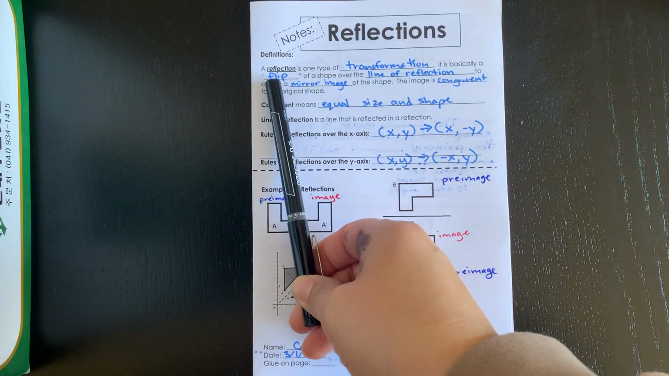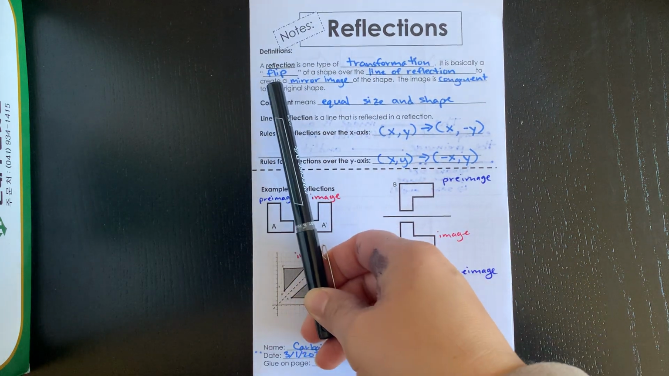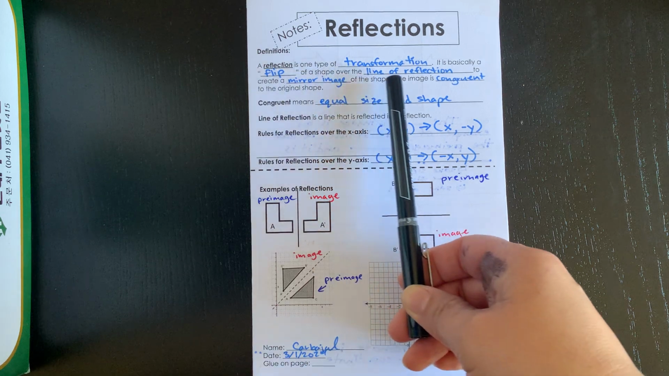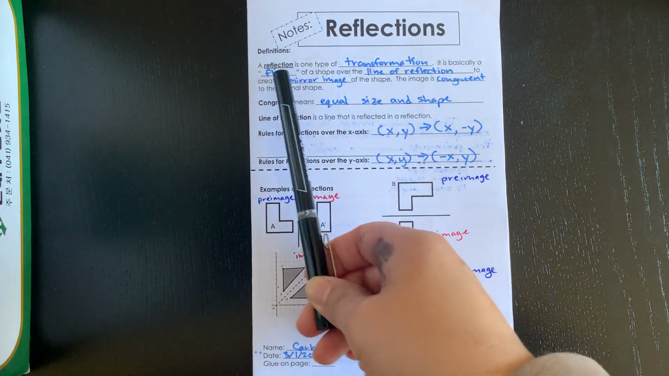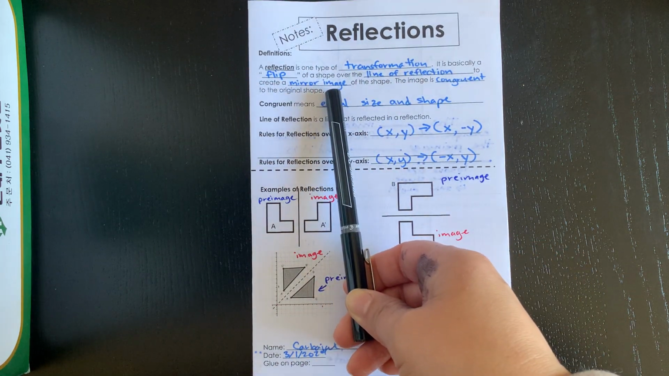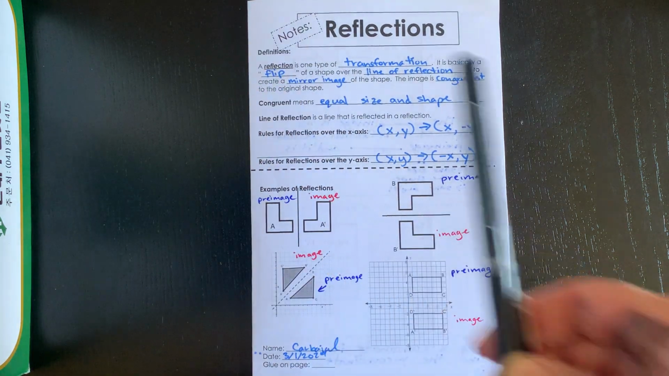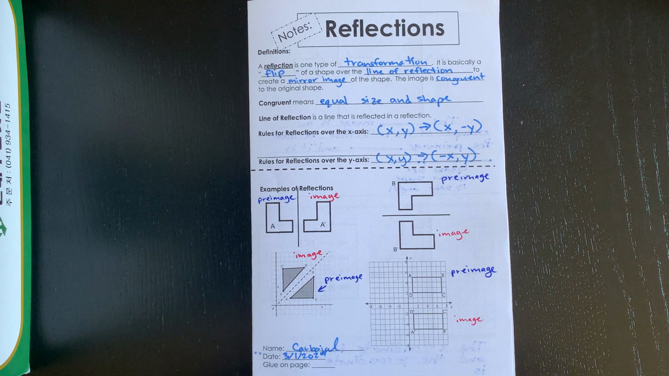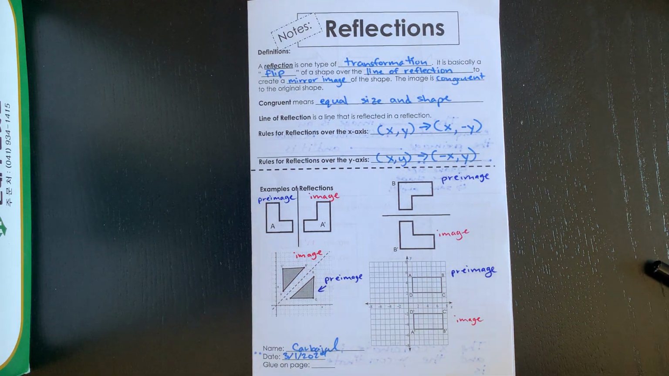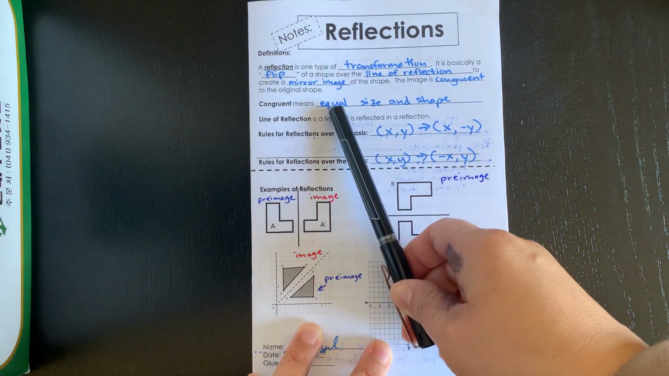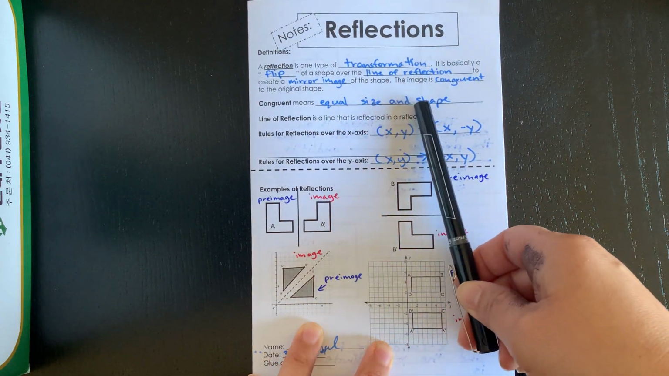It's basically a flip or a mirror of an object, so of a shape, over a line of reflection, and it creates this mirror image of a shape. And we call that image congruent because it has the same size, the same shape, same angles. Nothing about it changes. So congruent, again, means, if you want to shorthand it, equal size and shape. Let me give you an example of that.